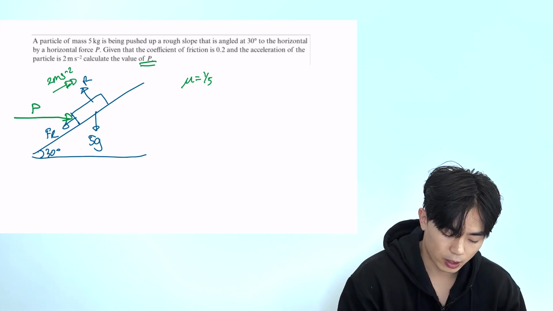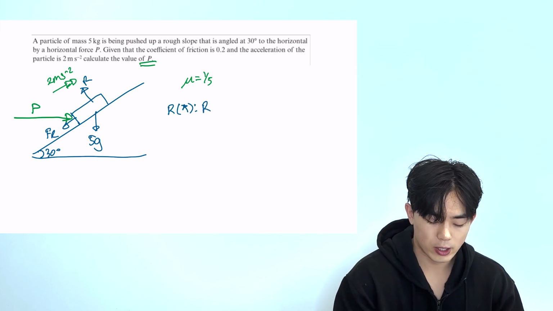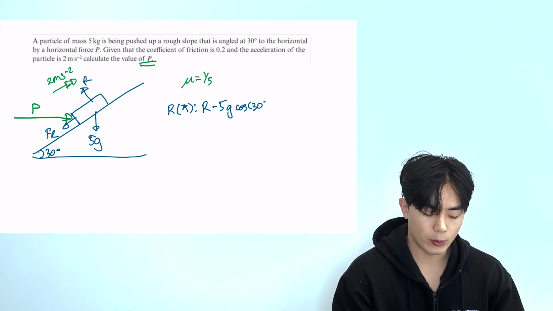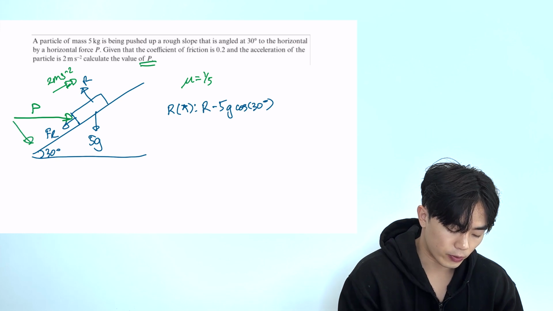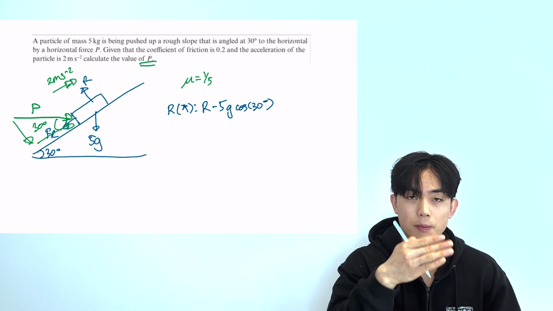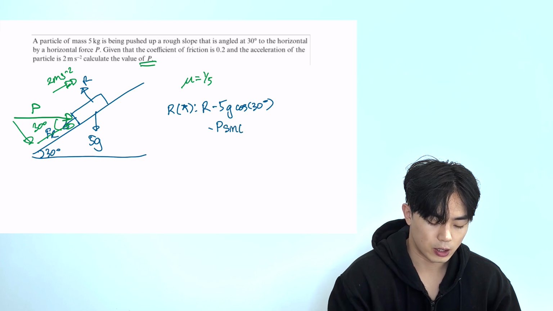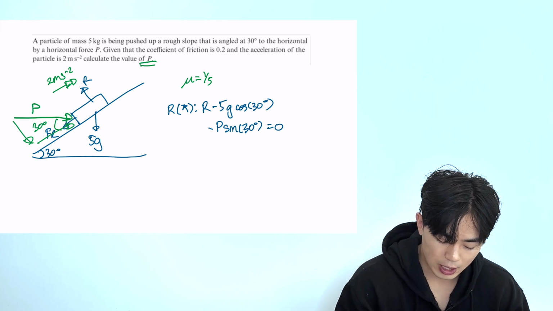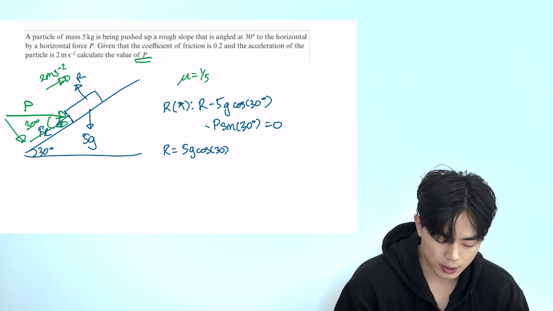So let's resolve perpendicular first, like this. Right, we have this reaction force going upwards, we have the weight component going downwards, so 5g, in this case it's doing cos 30 degrees. And we also have this P component, right? Because this P I can separate into going like here and here. So we want this angle here, which is the same angle, 30 degrees. So the component acting in the perpendicular direction will be negative P sine 30 degrees, and that's going to be equal to 0 because it's not moving up or down. So therefore we know that reaction force is going to be equal to 5g cos 30 plus P sine 30.